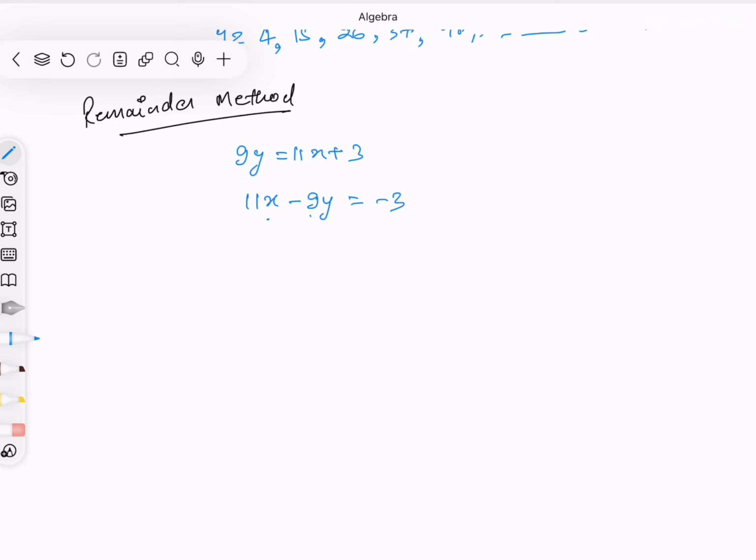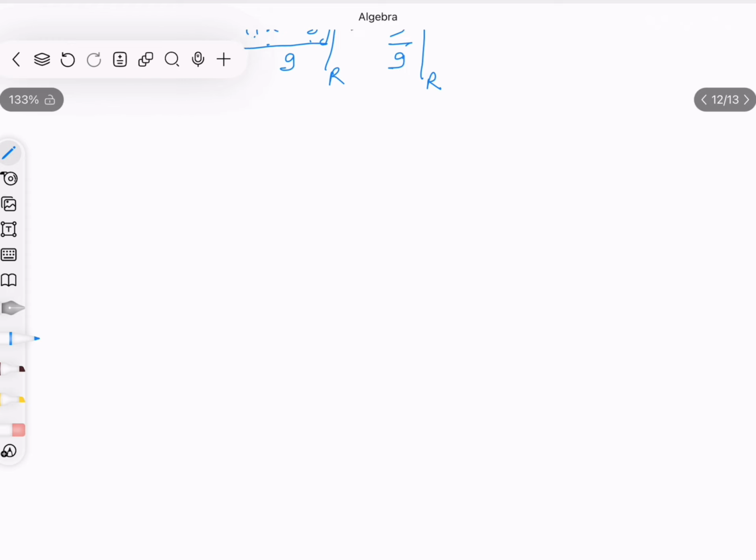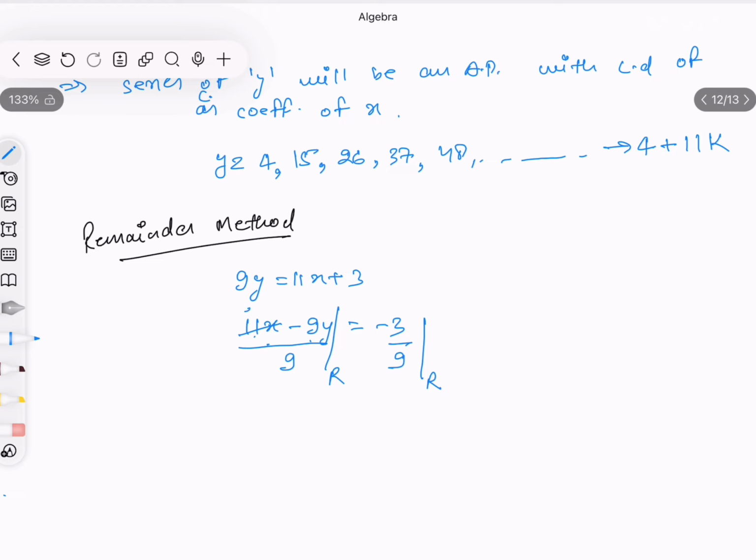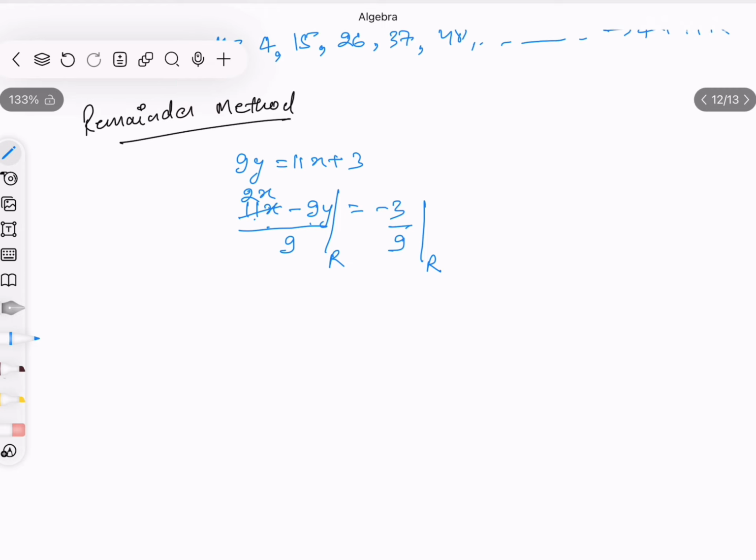So what I will do is I will take 9 as a denominator. Whatever is the coefficient of y, I will write in the denominator, and I will try to find the remainder from here. Now look, when I divide the numerator, that is 11x, with 9, this will give me 2x. As I said, it is a very cheeky way to do that. When you divide 11 by 9, you write 1, 9, and you get 2 as a remainder. So I am passing 2x here. And if you see 9 by 9, the remainder will be 0.